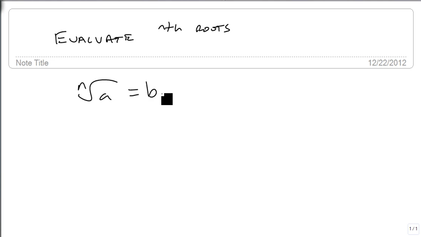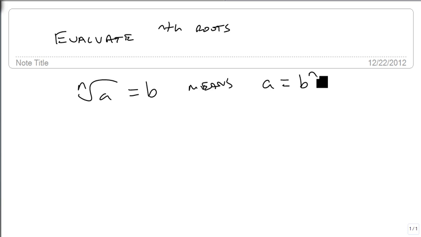We're going to talk about evaluating nth roots. And an nth root is defined as the following. Suppose that the nth root of A equals B. This means that A equals B to the n.